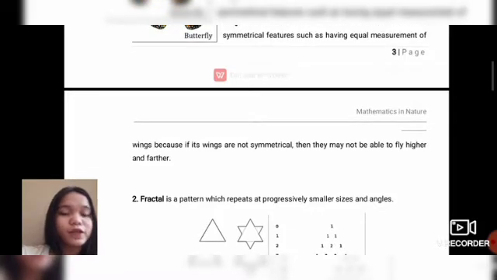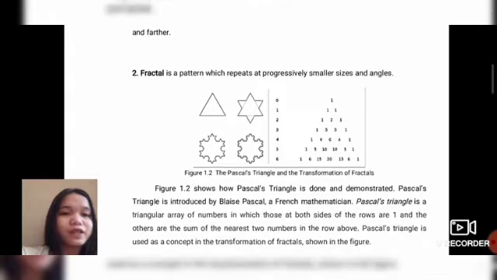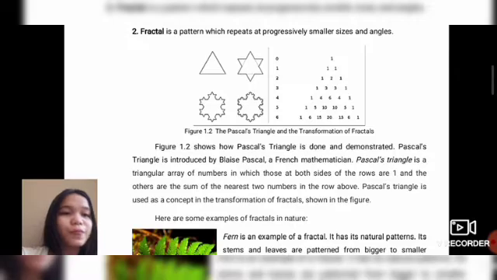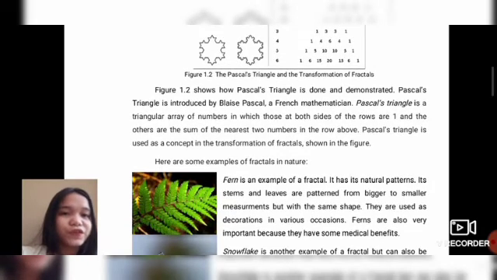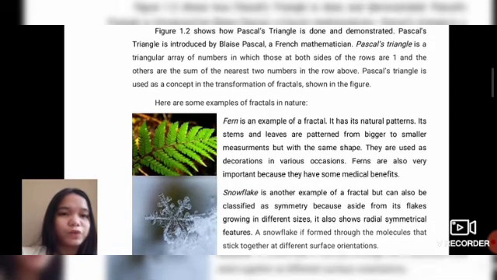The second one is fractal. Fractal is a pattern which repeats at progressively smaller sizes and angles. As shown in Figure 1.2, it demonstrates Pascal's triangle. Pascal's triangle was introduced by Blaise Pascal, a French mathematician. Pascal's triangle is a triangular array of numbers in which those at both sides of the rows are 1 and the others are the sum of the nearest two numbers in the row above. Pascal's triangle is used as a concept in the transformation of fractals shown in the figure.